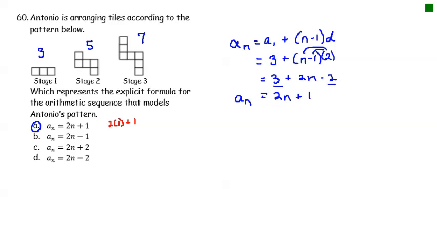Notice here, if we did it on the second choice, 2 times 1 minus 1, that gives us 1, not the 3 that we're looking for. So that would definitely be wrong. 2 times 1 plus 2, that gives us 4. So that also is not right. And then 2 times 1 minus 2, that would give us 0, not the 3 that we're looking for. So that proves that those are wrong. All right, and that A is the only choice that we have.